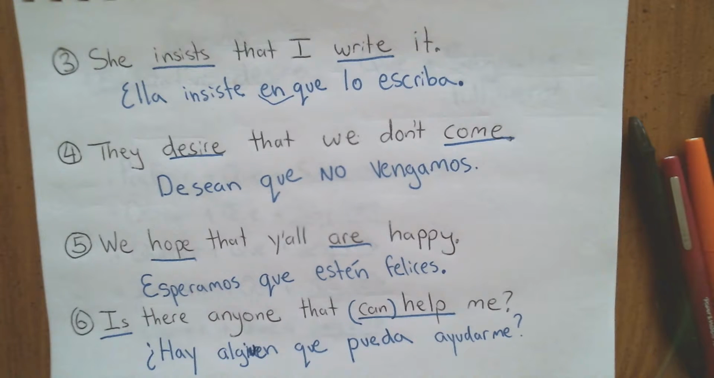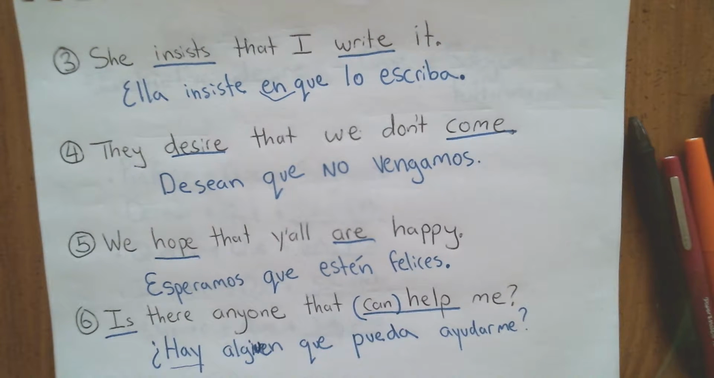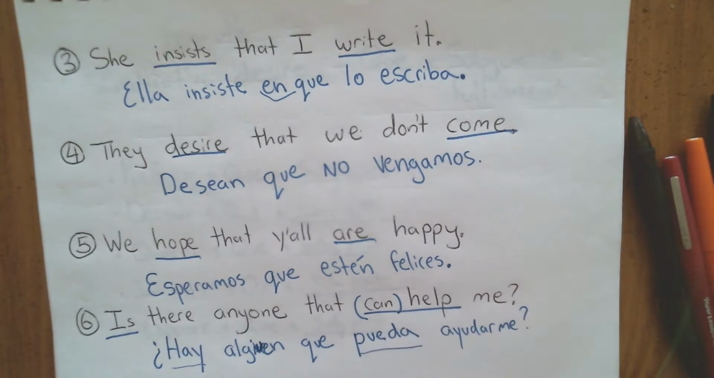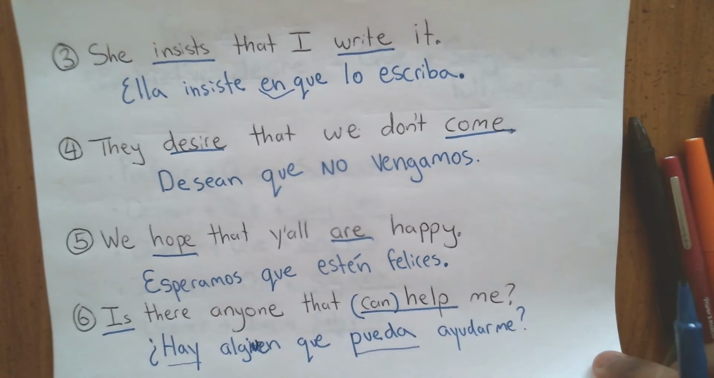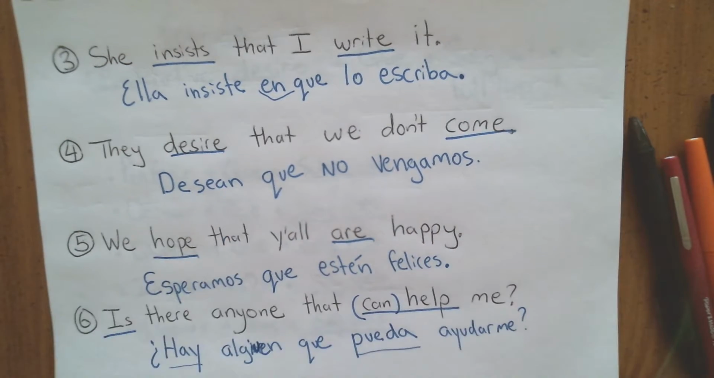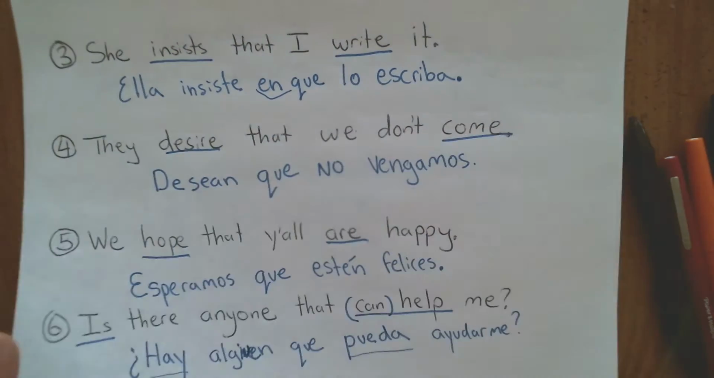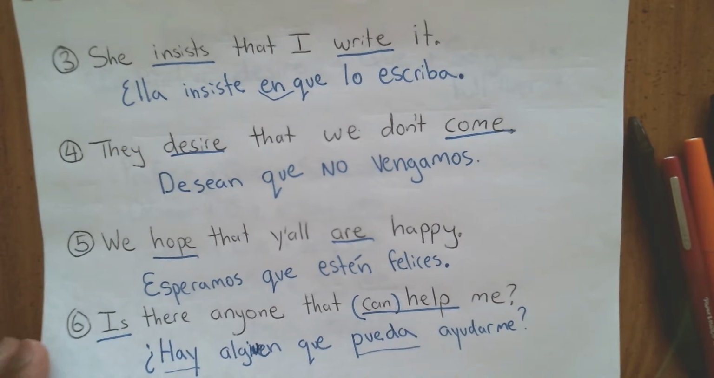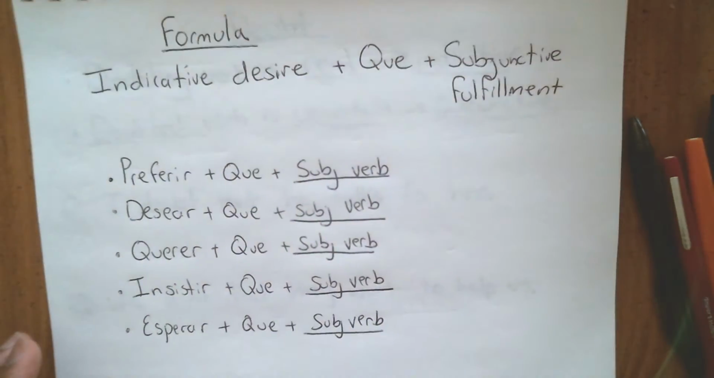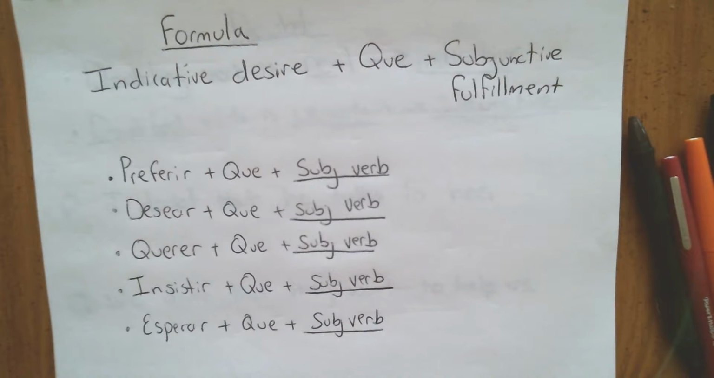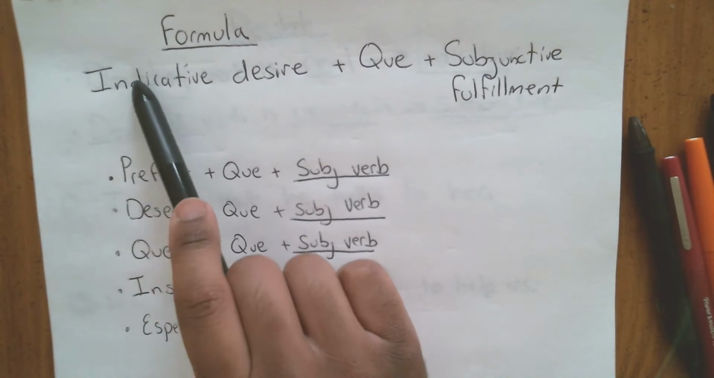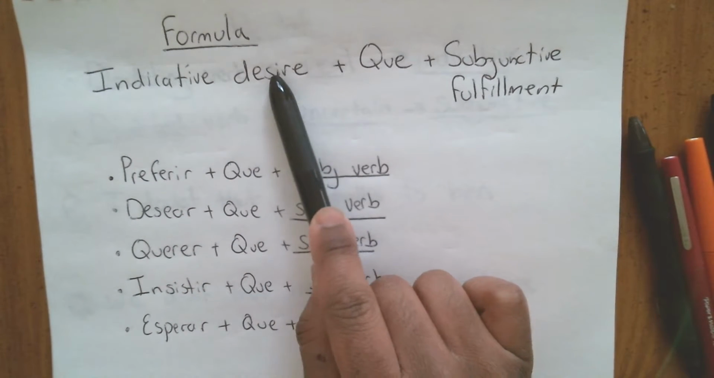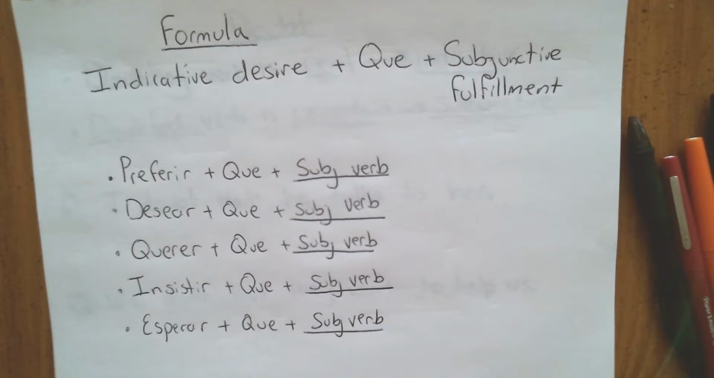Okay, and so, like I said, the verb that's expressing the desire is over here, and so it's an indicative, but the verb that would fulfill the desire, someone being able to help me, is going to be in subjunctive. And so you might ask yourself, we just went over a lot of examples. Is there really a formula that I can jot down in my mind that will help me know when I need the subjunctive for a desire? Yes, there is. And this is the formula right here. This is very important to understand. You have your indicative desire verb plus que plus the subjunctive fulfillment verb.